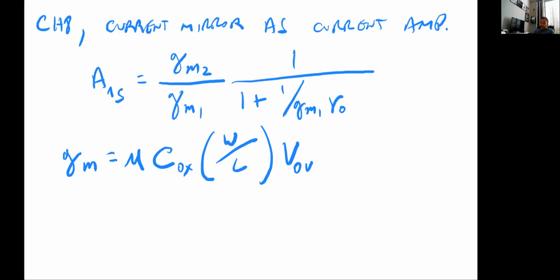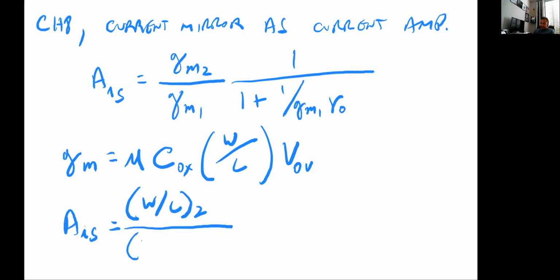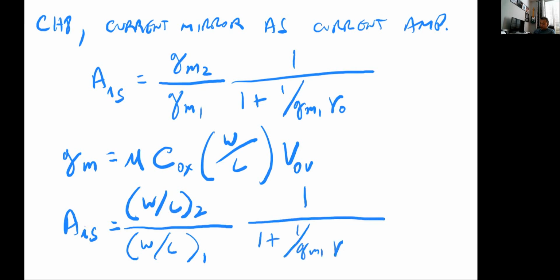So if we substitute the gM in the expression above, we get that the current gain is going to be the width to length ratio of transistor 2, and you have to refer to the schematic of the current mirror, divided by the width to length ratio of transistor 1, times the quantity that we had before, times the output resistance of transistor 1. So that's for transistor 1.